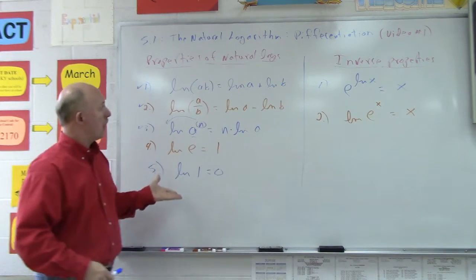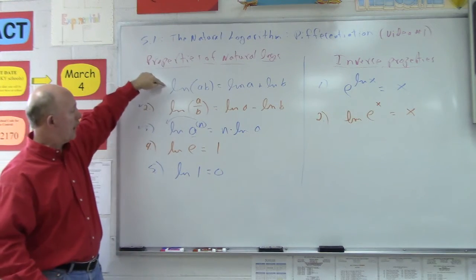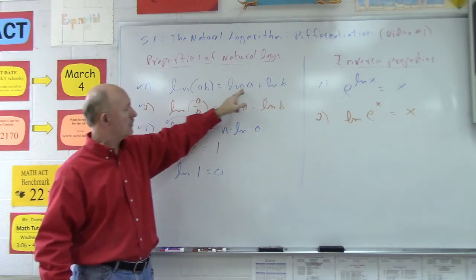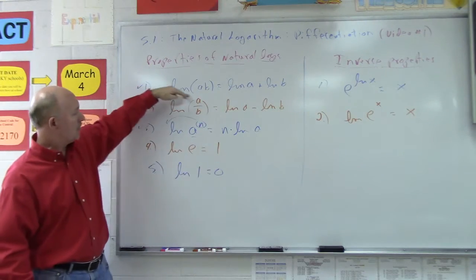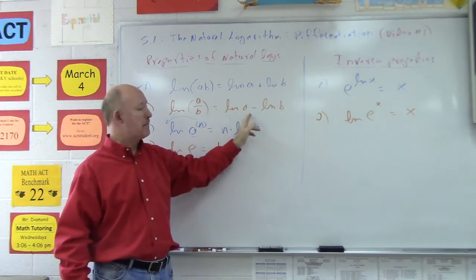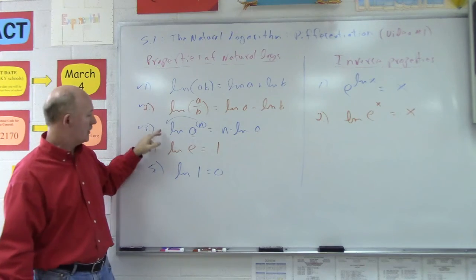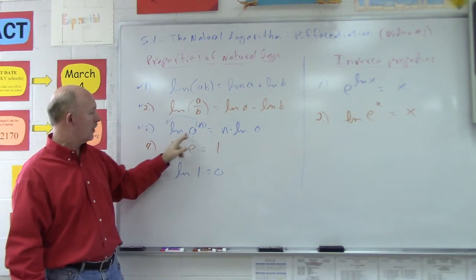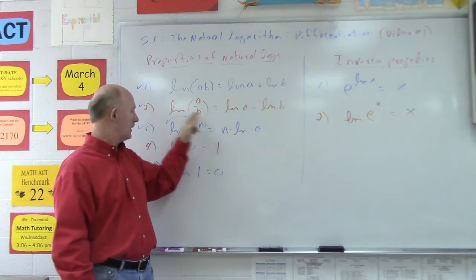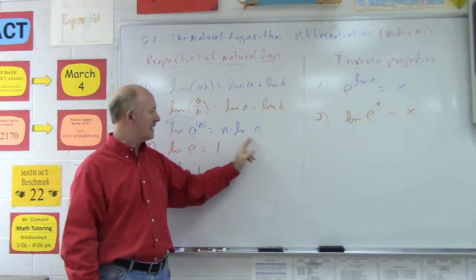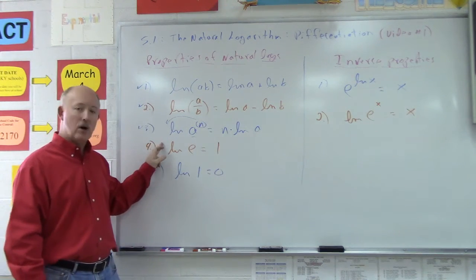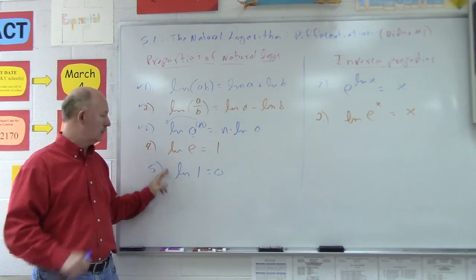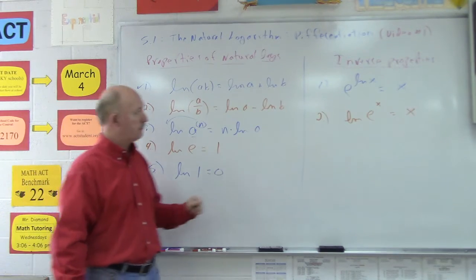So these are a couple of properties. Let me just summarize these again. You've got the product property: natural log a times b is natural log a plus natural log b. The quotient property: natural log a divided by b is natural log a minus natural log b. And then the power property for logarithms: natural log a to the n power, you bring that n power down as a factor, and it becomes n times natural log a. Natural log e is 1. Natural log 1 is 0. So these two here, I said you need to have these memorized.